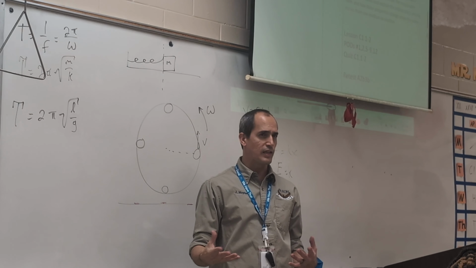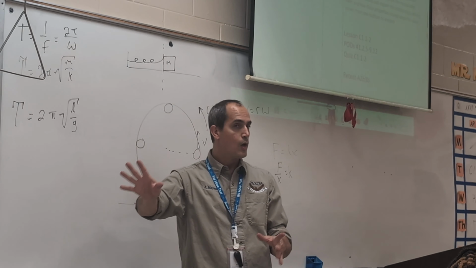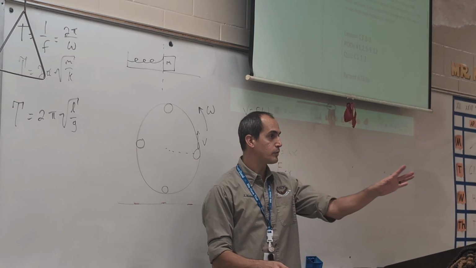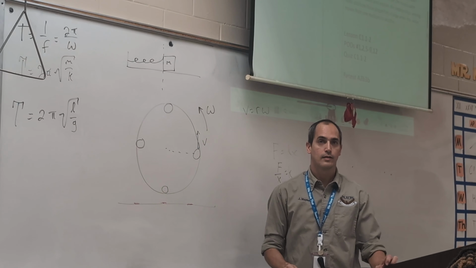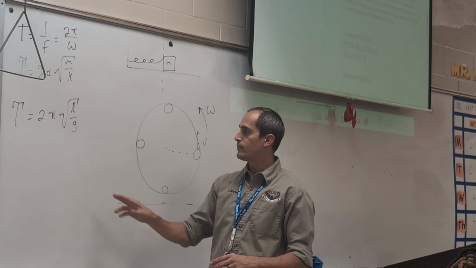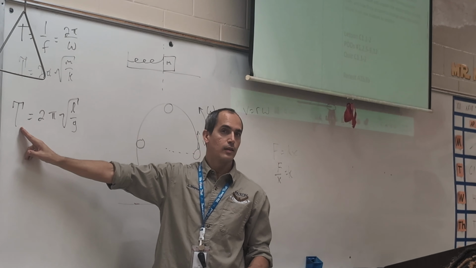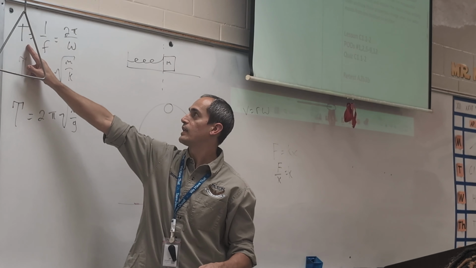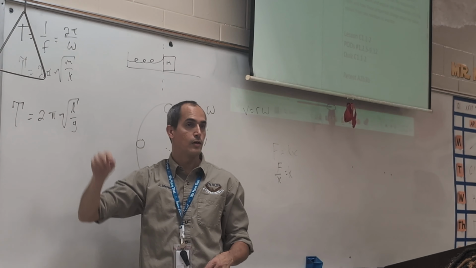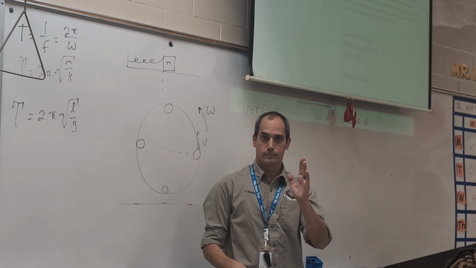G, we can't really play with G a whole lot here on the Earth, but if I were to take it to the moon, where the G is less, what would happen to the frequency here? If G is less, what happens to the period? Increases. And if the period increases, what happens to the frequency? Decreases. So it would oscillate slower on the moon.